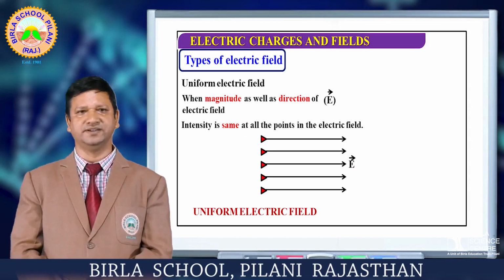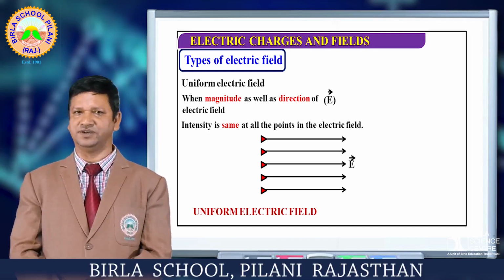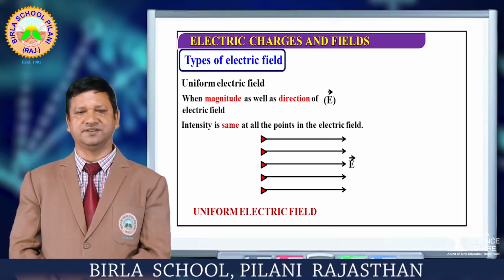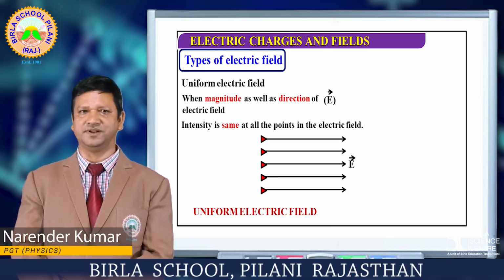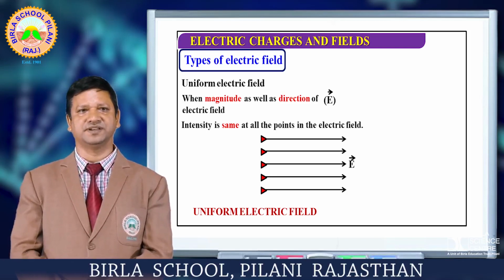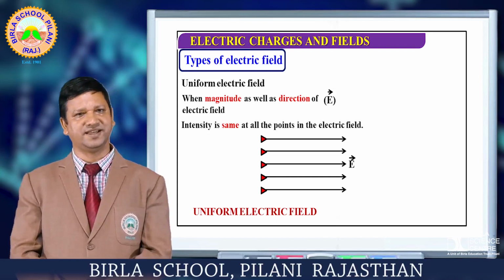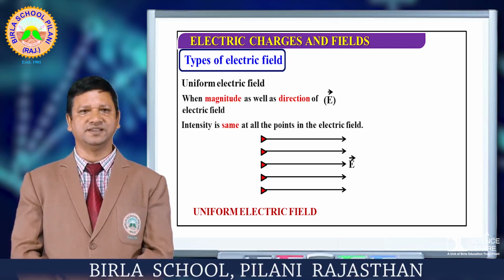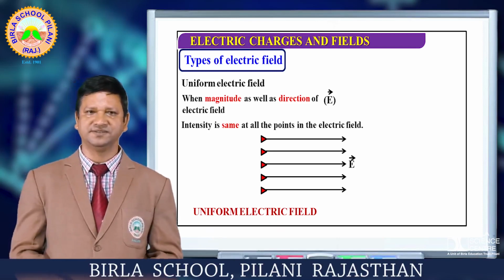Let us understand what actually a uniform electric field is. As the word indicates, uniform electric field, already we are familiar, that is the field around the charge where its influence can be observed, and when this influence is similar, or we can say the same, that is the concept of uniform electric field. When the magnitude as well as the direction of the electric field is the same at all the points in the field, that is under the category of uniform electric field.